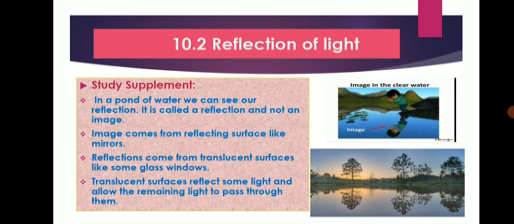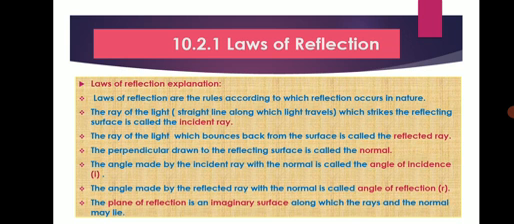Reflection of light. When we see our image in the water surface, we will not call it an image. We will call it a reflection, because water is a translucent object. Translucent objects are those that allow some of the light to pass through them, while the rest of the light is reflected back. So water is a translucent object, and we will only be able to see our image in it due to reflection of light from the surface of the water.